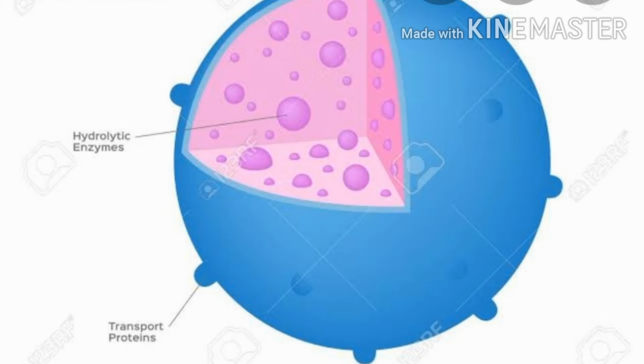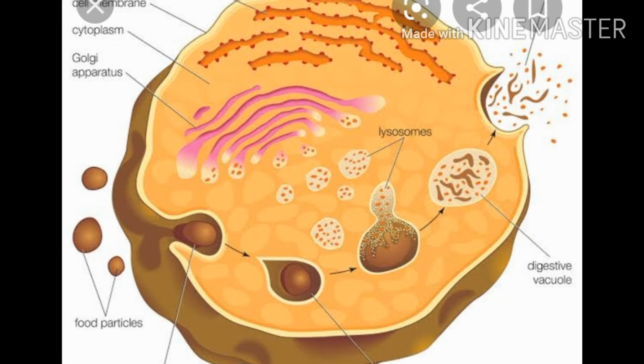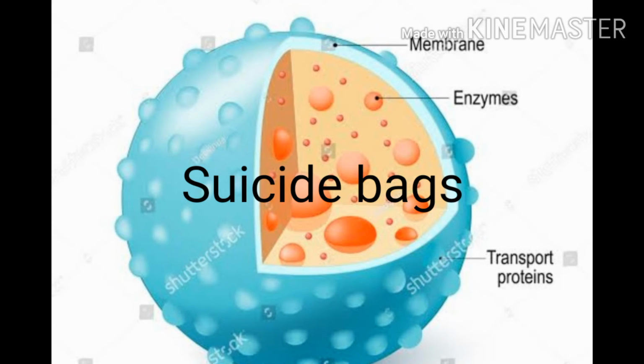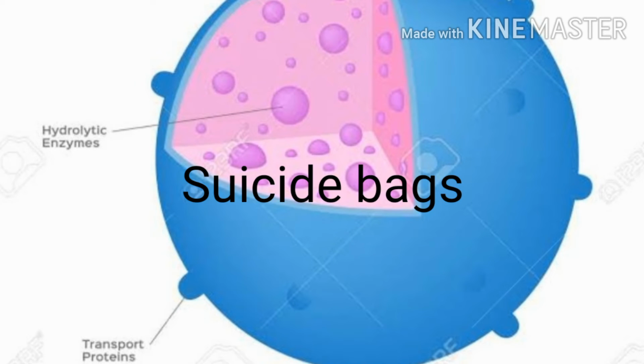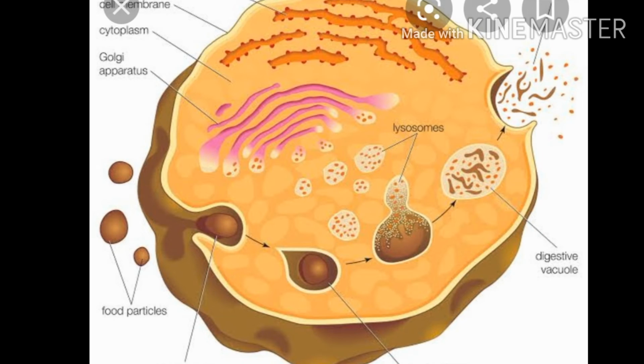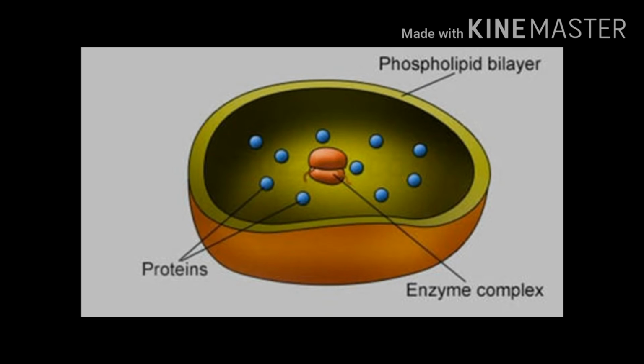Lysosomes have powerful digestive enzymes capable of breaking down all organic material, and lysosomes are known as suicide bags. Why are they known as suicide bags? Because when the cell gets damaged, the lysosome may burst and the enzymes digest their own cell. I said already that lysosomes contain powerful enzymes capable of breaking down all organic materials. So, when the cell is damaged, lysosomes may burst and the enzymes digest their own cell. Therefore, this is why lysosomes are known as suicide bags.